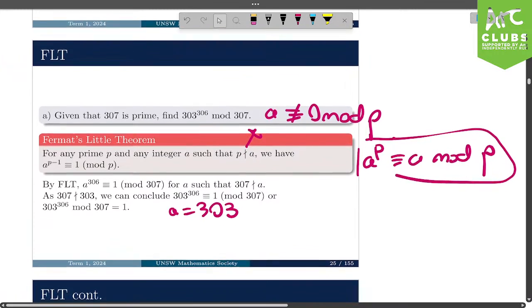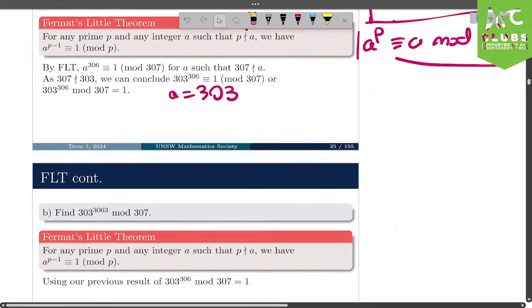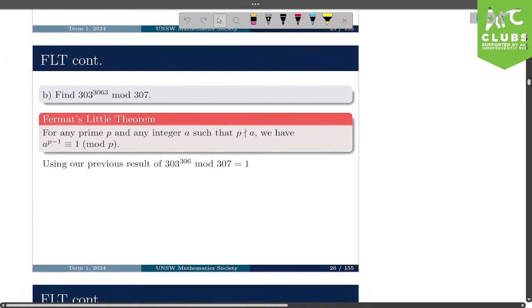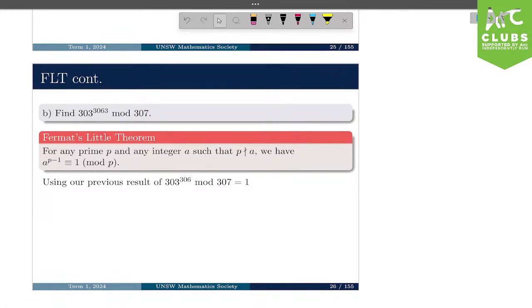So that's basically what Fermat's law theorem is. Now, an example of how you might use it. The thing with Fermat's law theorem is that it doesn't have to perfectly align. So here's an example. Find 303, but instead of 306, the power is 3063. From Fermat's law theorem, we still get a useful result.